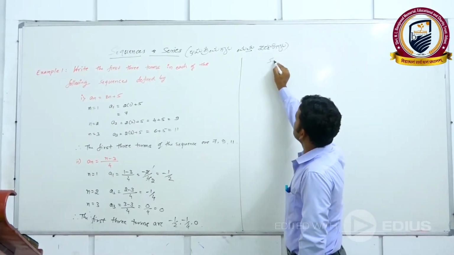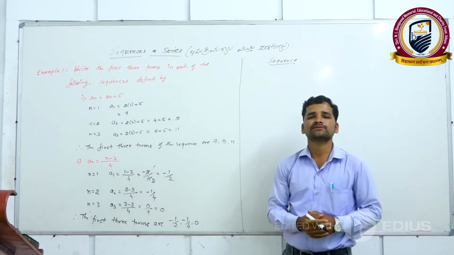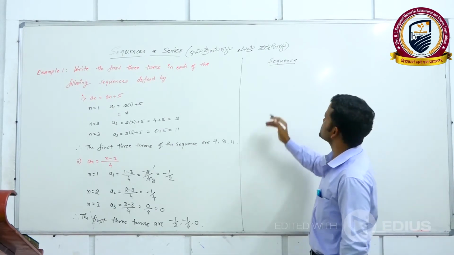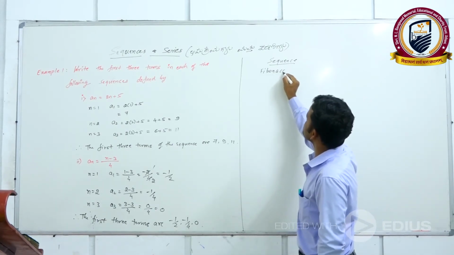See, sequence. There will be some special sequences also. Let me explain one special sequence that is known as a Fibonacci sequence. Fibonacci, he is a scientist.